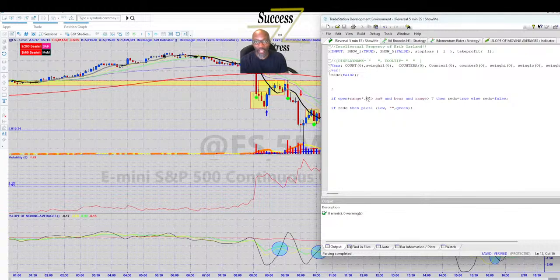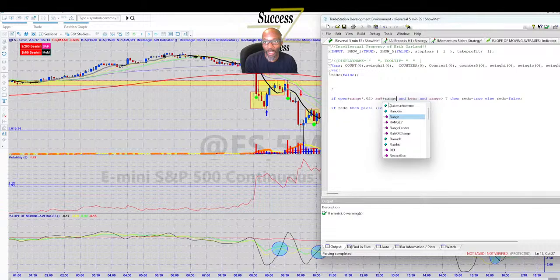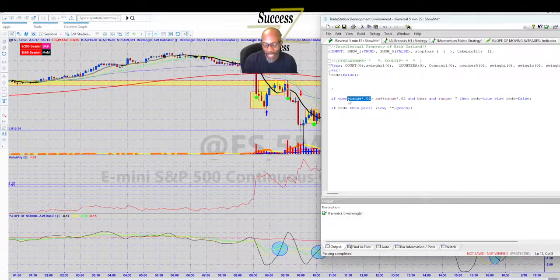We're going to do the 9 plus range times 0.02. So we're adding 2% of the range to the value of the 9, and we're saying that the open has to be less than that. There we go. All right. Well, if I'm having this much trouble here at the beginning, then the rest of it is going to be kind of tough.